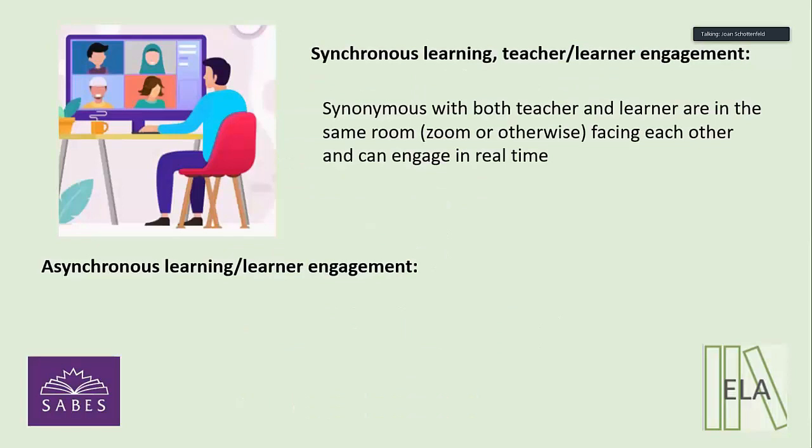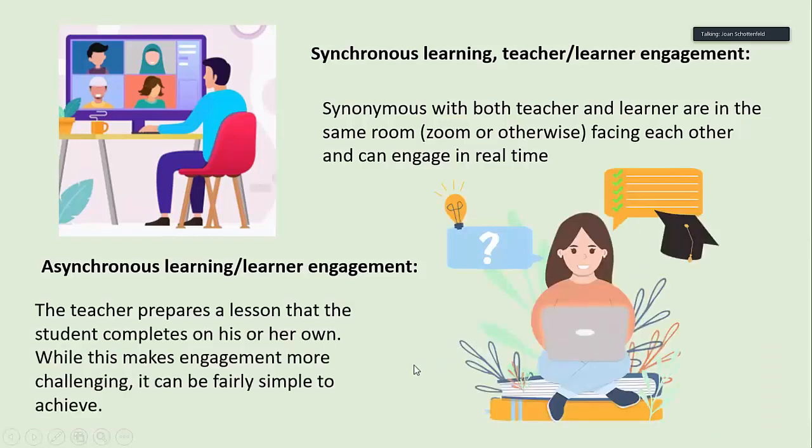With synchronous learning, it's usually synonymous with teacher-learner engagement, since both the teacher and the learner are in the same room, Zoom or otherwise, facing each other, and they can engage at any time. With asynchronous learning, the teacher prepares a lesson that the student completes on his or her own. While this makes engagement more challenging, it can be still fairly simple to achieve.